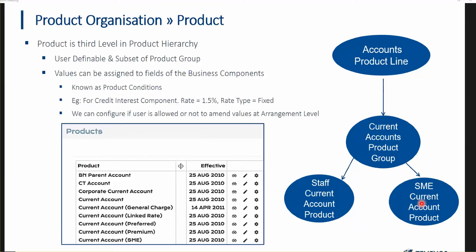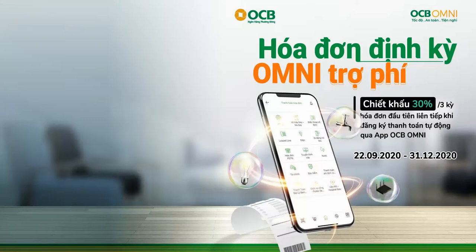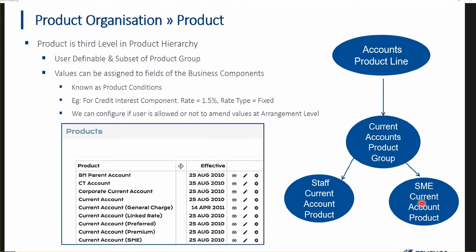With this layer architecture, we have the accounts product line, and then it goes to the current account product group. If I compare this second layer with the legacy model, can I assume it's similar to the category? No. The current product group is not the category. Because category, how do I put it?